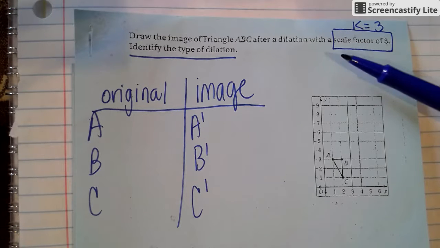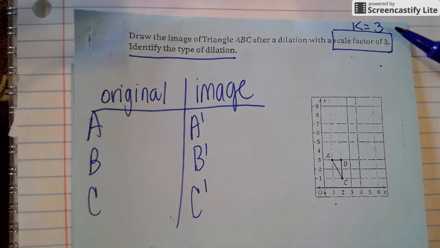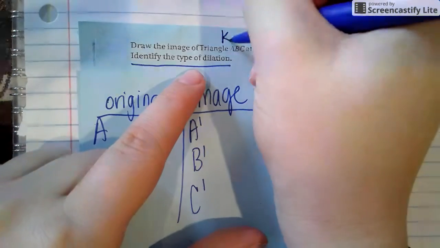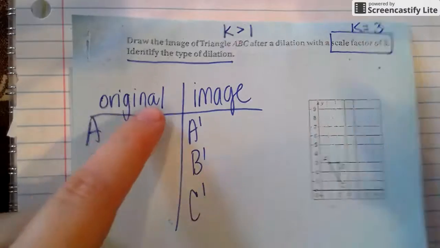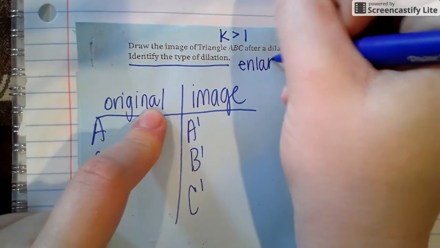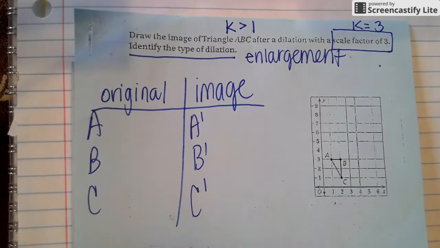And the scale factor could be either they tell you that the scale factor is 3, or they might say k equals 3. And if k is greater than 1, then that means that the type of dilation that you're going to have is going to be an enlargement. And that means that the shape is actually getting bigger.